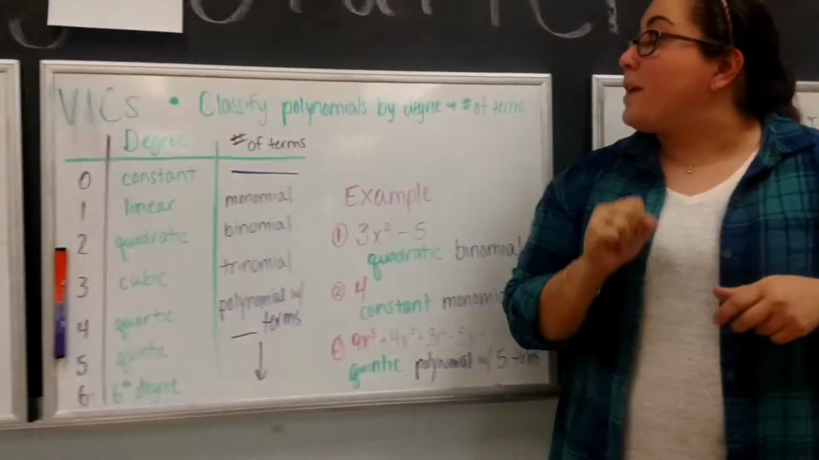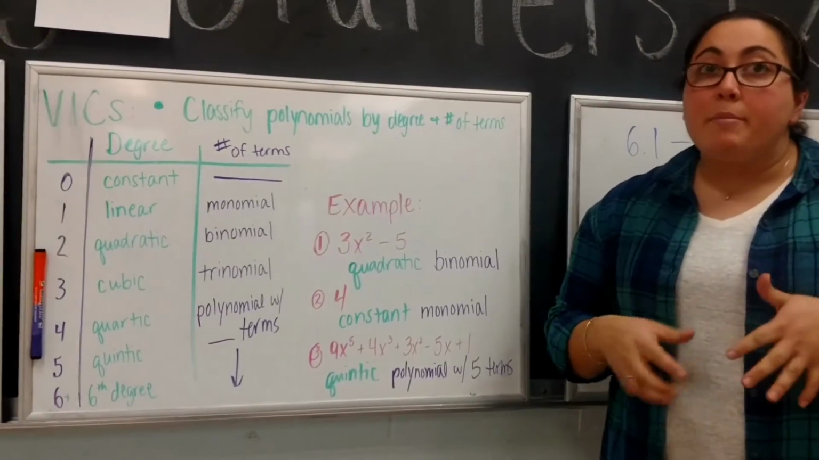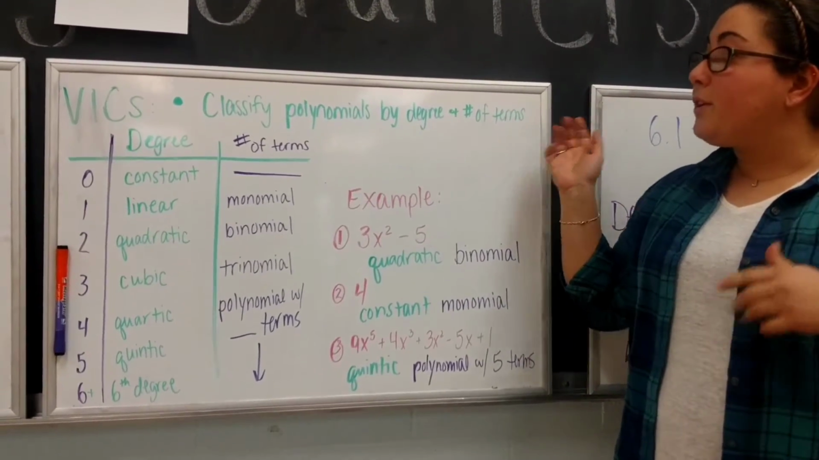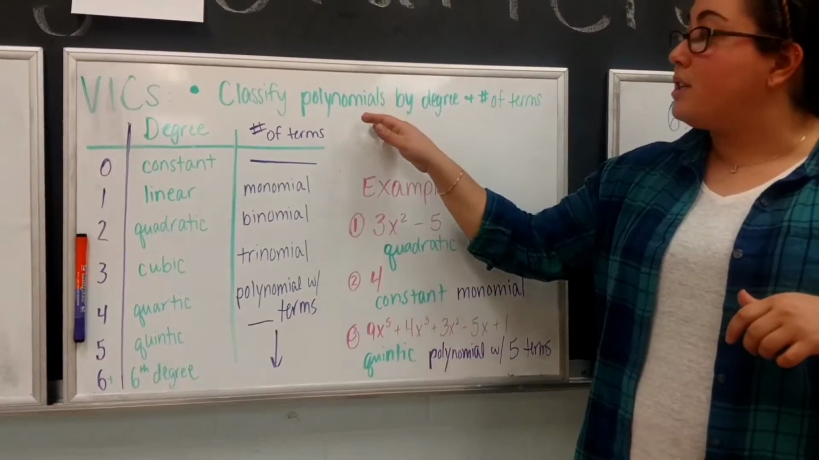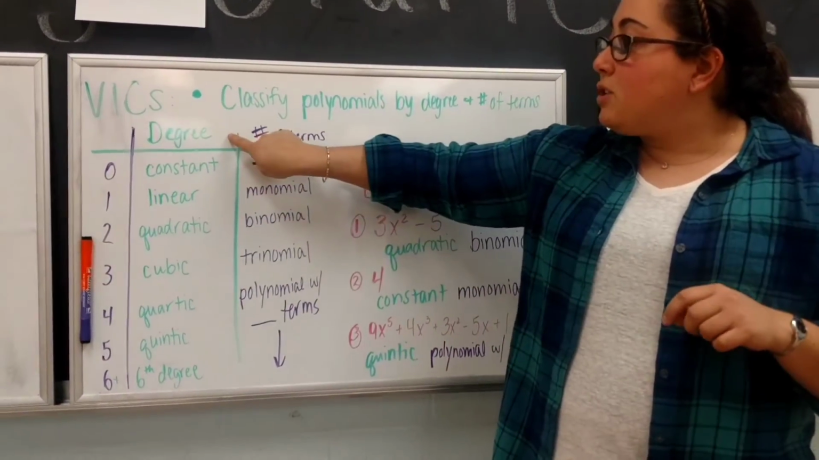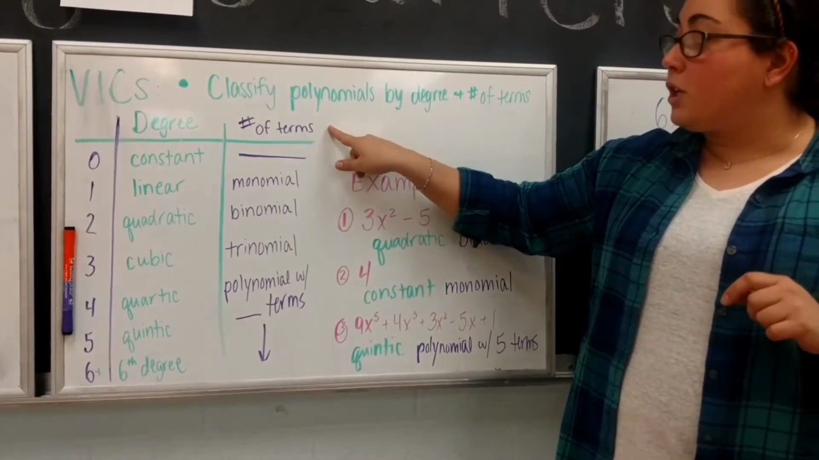You always want to start highest term down to your lowest term. When we classify polynomials, we classify them by their degree and number of terms. So for your notes, you want to pay attention to this chart right here. This is super, super important. We classify it first by the degree and then by the number of terms.